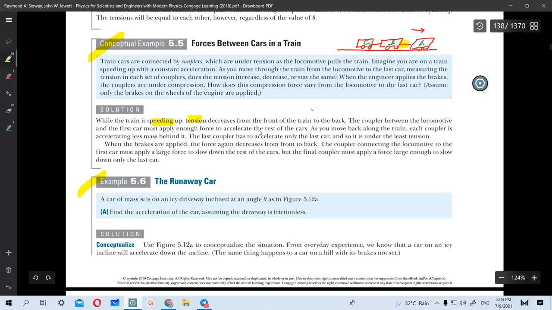And in the case that it's the other way around, you will find that the whole idea just flips. When it's decelerating, the coupler connecting to the first car must apply a larger force to slow down the rest, but the final coupler must apply a force large enough to slow down only the last car.